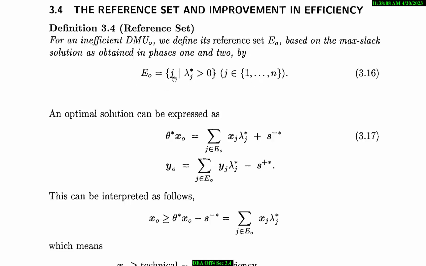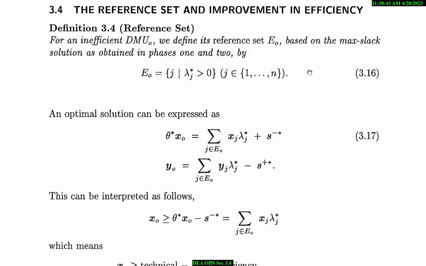EO is the set of J such that lambda star J are greater than 0, for J from 1 to n. Note that this solution is defined based on an optimal solution of DLPO as we defined it before.